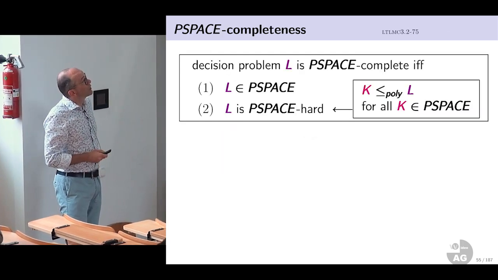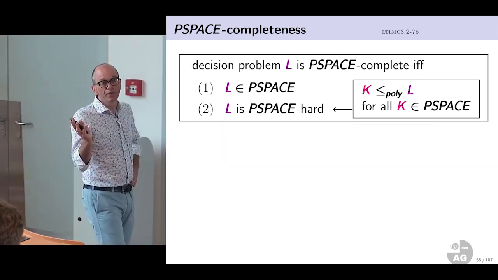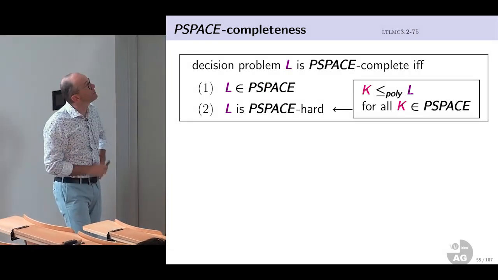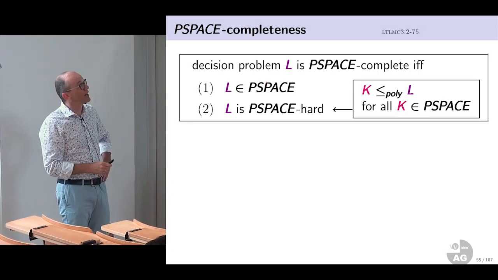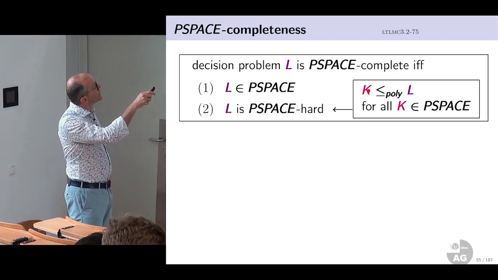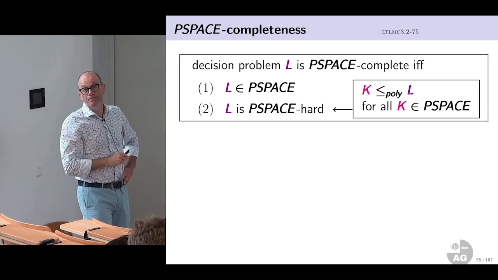Good. So what does it mean to be PSPACE complete? Very similar to NP complete and co-NP complete. Two constraints. It needs to be in the class that you're considering, so it needs to be in PSPACE, and it needs to be PSPACE hard, which means that there needs to be a polynomial reduction, right, from all problems in PSPACE to this PSPACE hard problem.